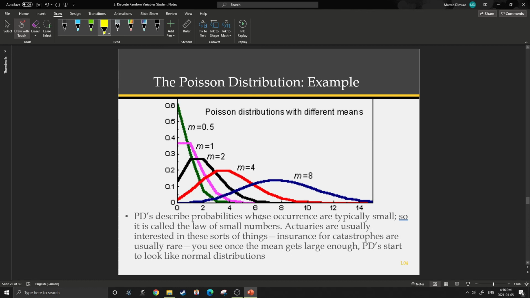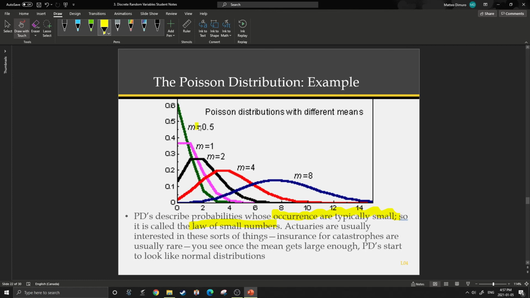I just want to point out that Poisson distributions are probabilities where the occurrence is typically small. It's actually called the law of small numbers. If you Google that, you'll find some stuff. Actuaries, who work in the business world, are usually interested in these sorts of things. Actuaries usually work out how much the insurance premium should be for this thing or that thing. Large catastrophes don't occur very frequently, so some of them follow Poisson distributions.